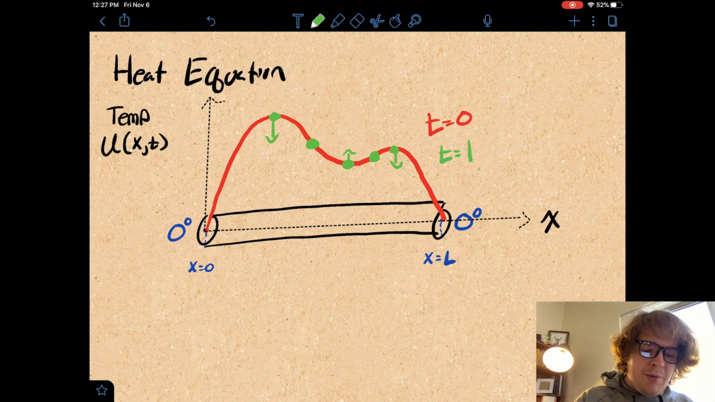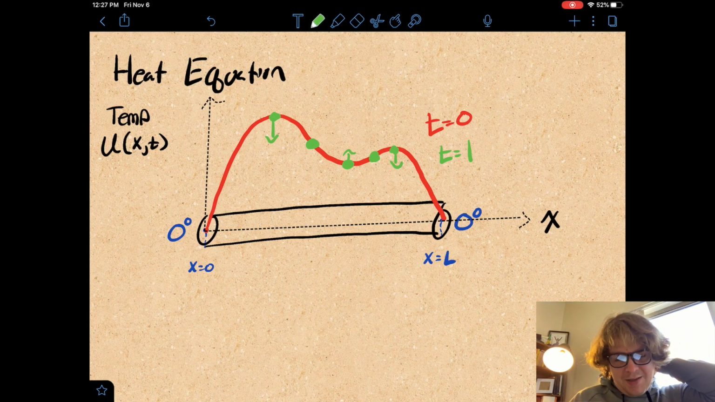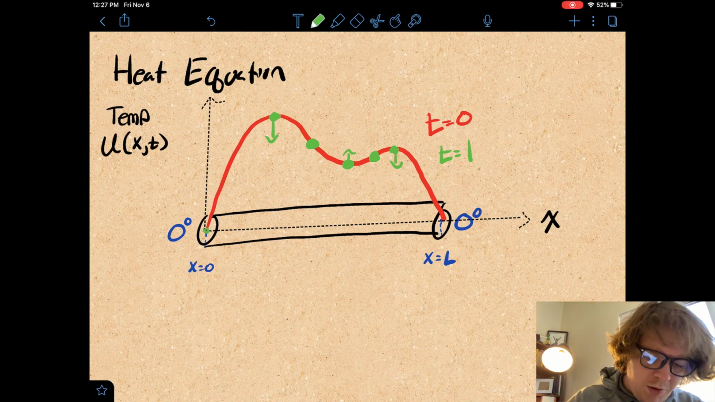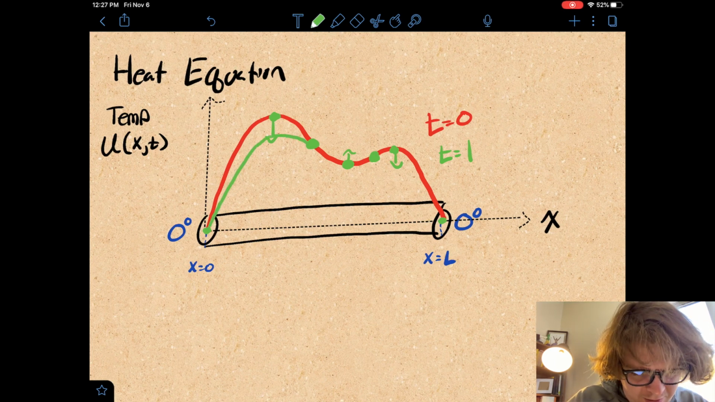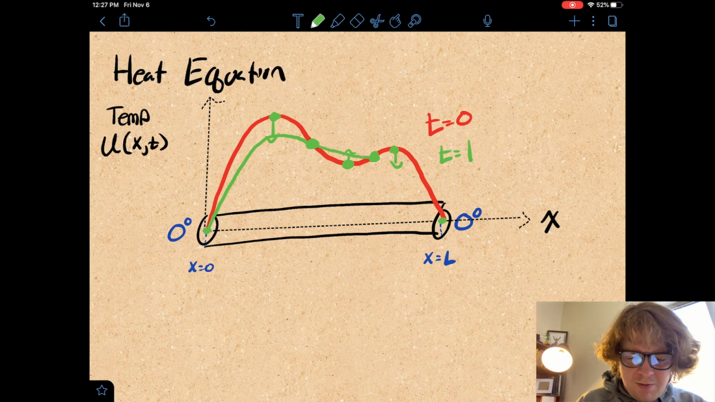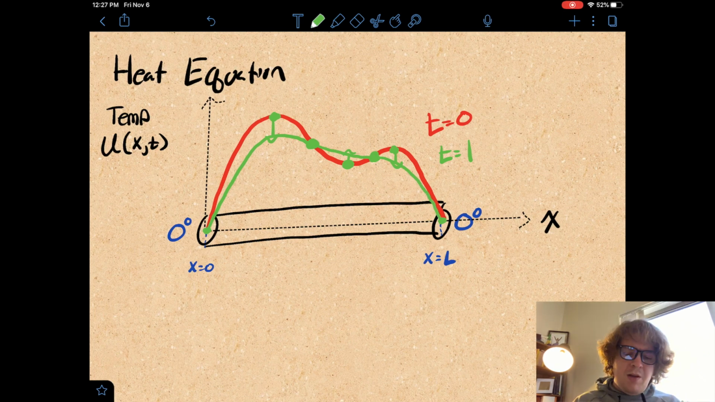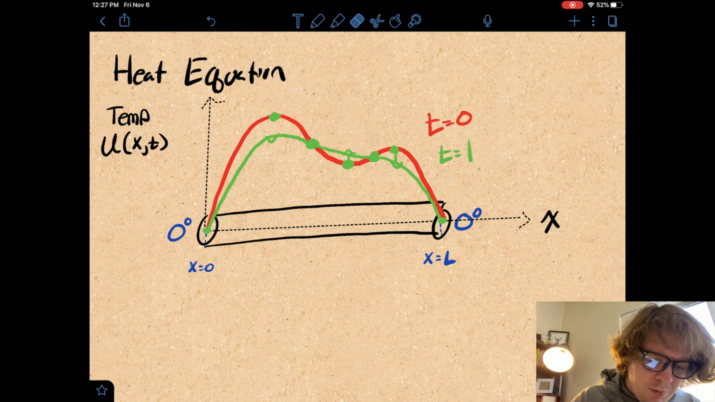So let's try to envision what's going to happen as I let time go on for one unit of time. The ends are still going to be held at 0 degrees. The temperature up at our peak is going to drop a little bit. The temperature here is not going to change much. Temperature here is going to rise a little bit. Temperature there, not going to change. Temperature here is going to be a little less, and we're still holding on to 0 degrees at the right endpoint. So that's probably going to show what happens after 1 unit of time.